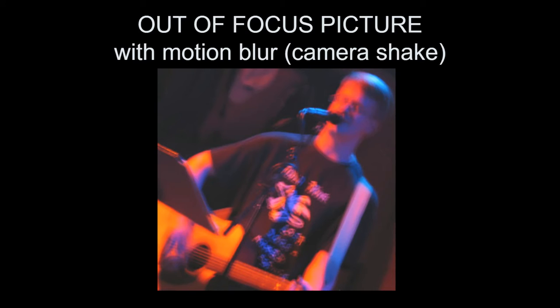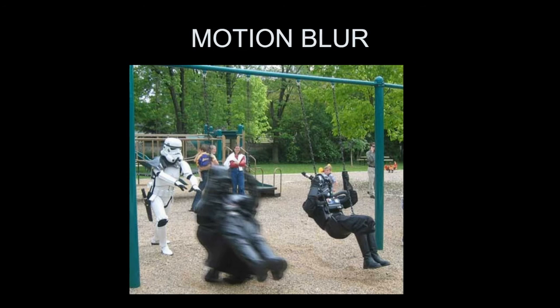This happens a lot when we take low light images because our camera's trying to capture all of the light, but the lens stays open long enough that something moves and we capture this kind of blur or shake. It's another reason why we typically don't shoot photos with our shutter speed slower than 1/60th of a second. And then the last one is our motion blur.